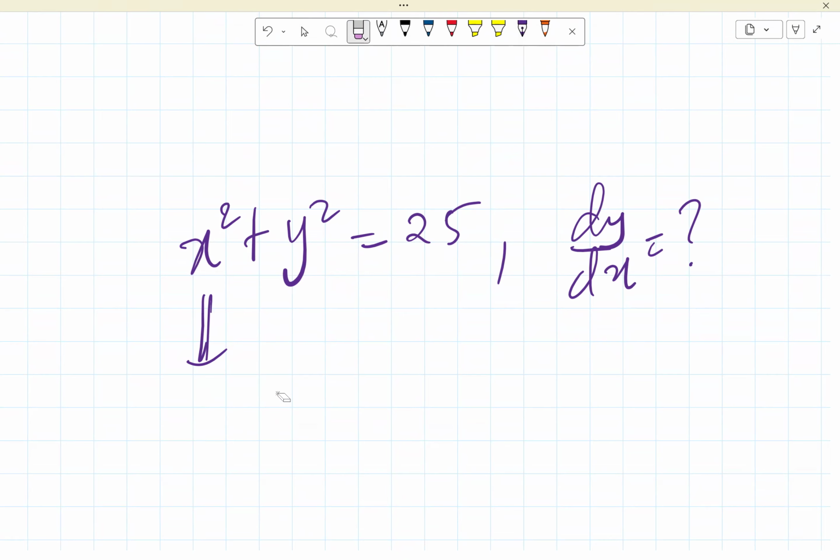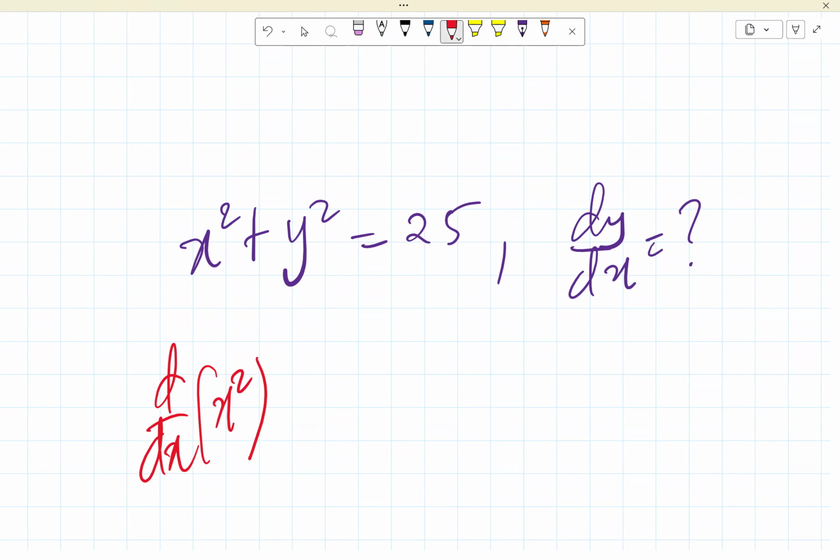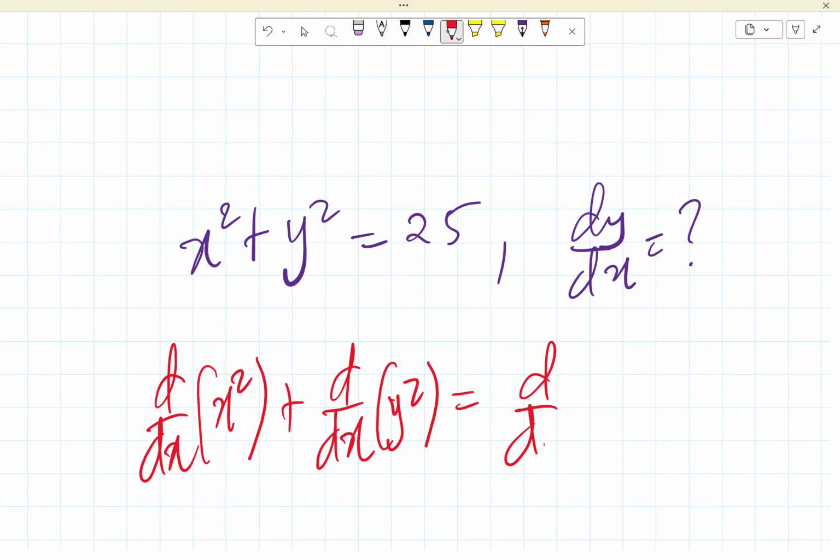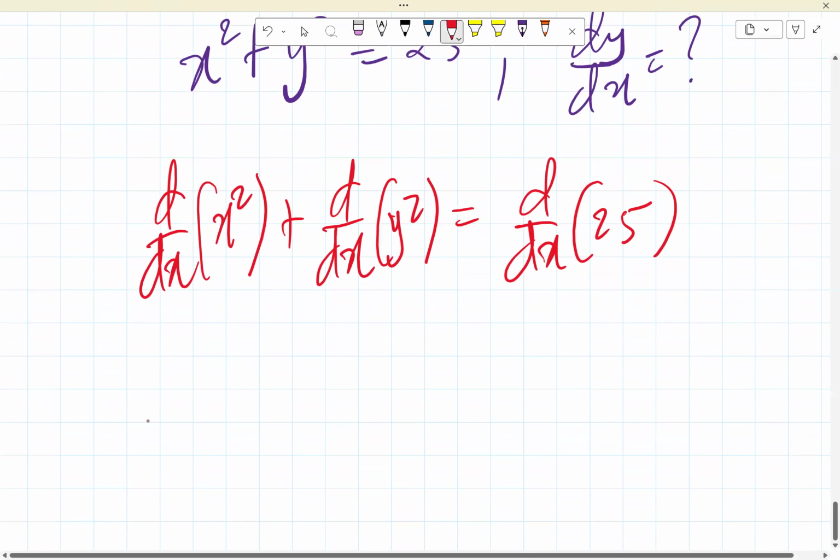Okay, I think I have a better way of explaining this. Imagine if you have d dx of x squared, that's easy to differentiate. And then you also have d dx of y squared. Now that becomes a problem. And then you also have d dx of 25. So we can see it like this. This one can go straight, we just have 2x easily. But d dx of y squared doesn't make sense. So you have to now make it like this.